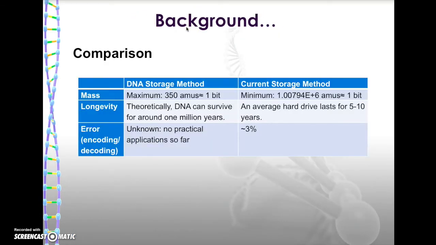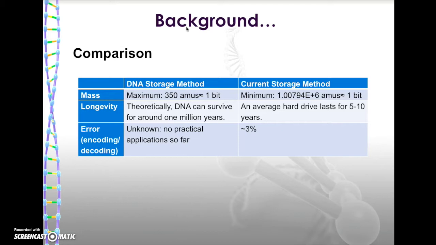So the mass per bit is going to be less than our current methods of data storage, because each nucleotide is around 350 AMUs, and each bit for the current methods of data storage would be around 1 million AMUs. Also, theoretically, DNA can survive for about 1 million years, while our average hard drives only last about 5 to 10 years. We have hard drive crashes all the time where we lose all of our information. DNA might not have that problem.